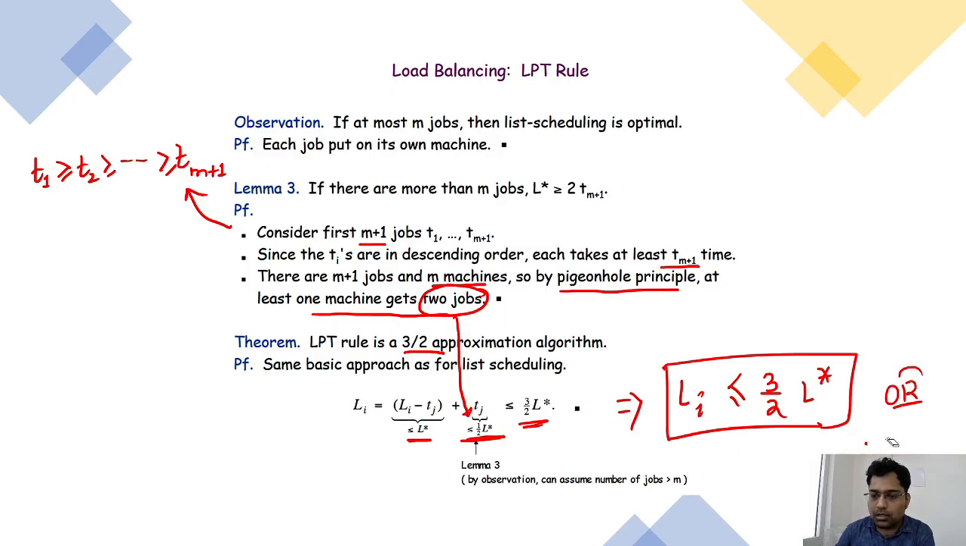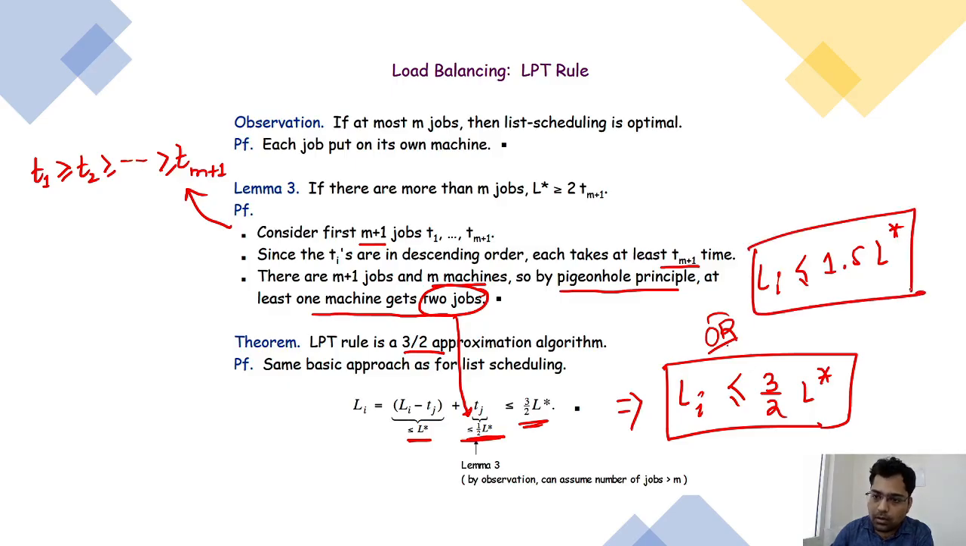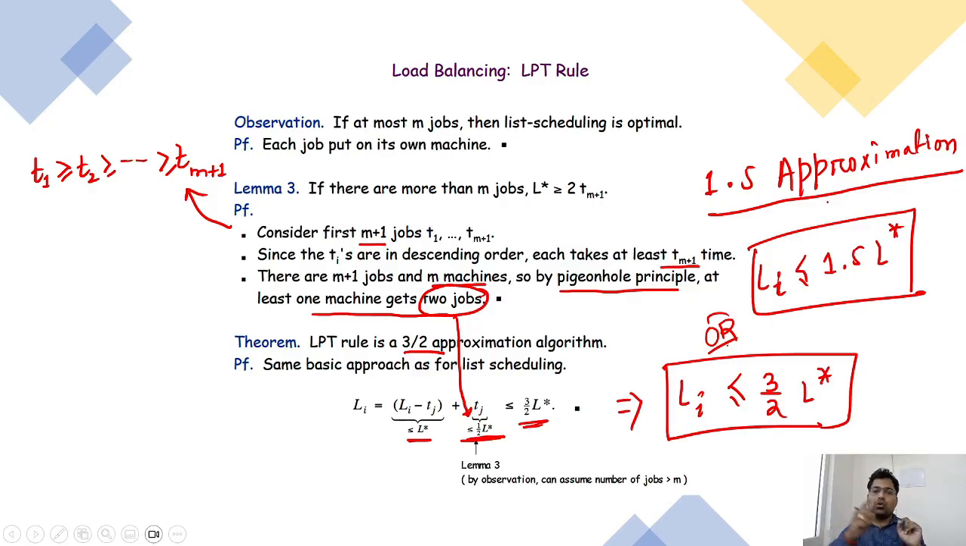Maybe it is not visible. Li is less than 1.5 L star. This is what our result said, 1.5 approximation, which is definitely less than 2 approximation. So LPT gives 1.5 approximation, meaning the epsilon is 0.5, half of it.